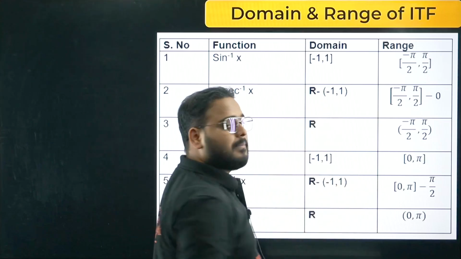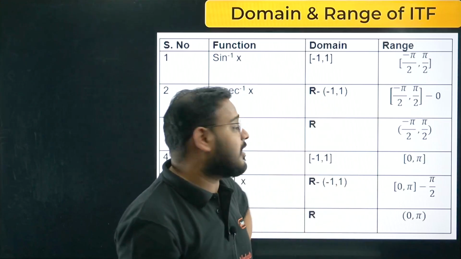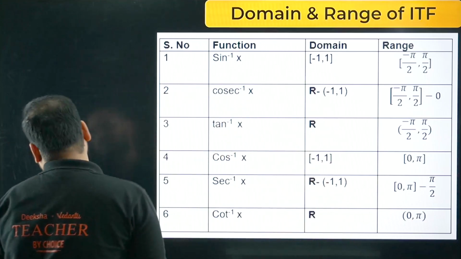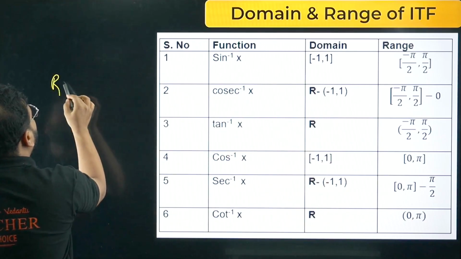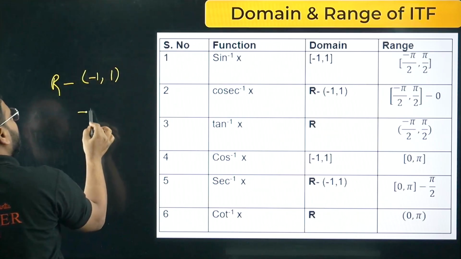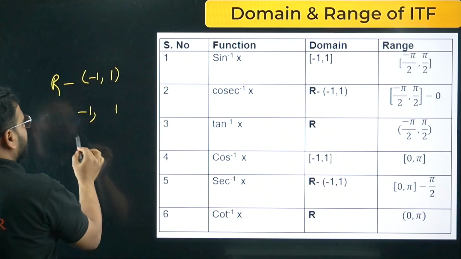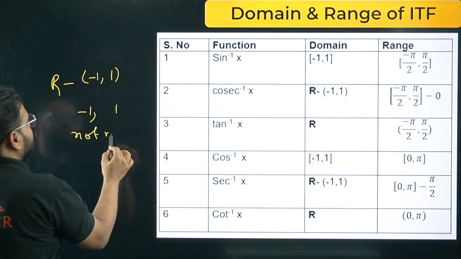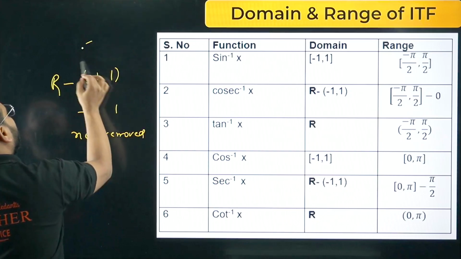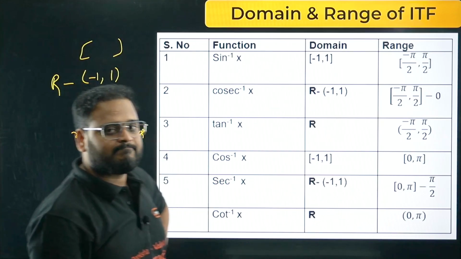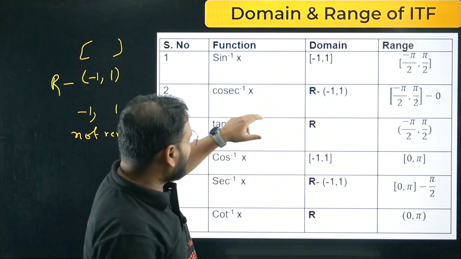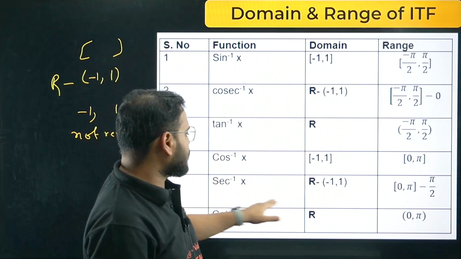Minus 1 to 1. Minus 1 to 1 is part of the solution. How come, sir? Because we're talking about what, bacha? From all reals, we are removing minus 1 to 1. But are minus 1 and 1 removed? Not removed, bacha. There is no equality over here. You have to write square brackets for that, right? That's why it is part of the answer. So minus 1 and 1 is part of the domain of your cosec x. Same goes with sec x also.